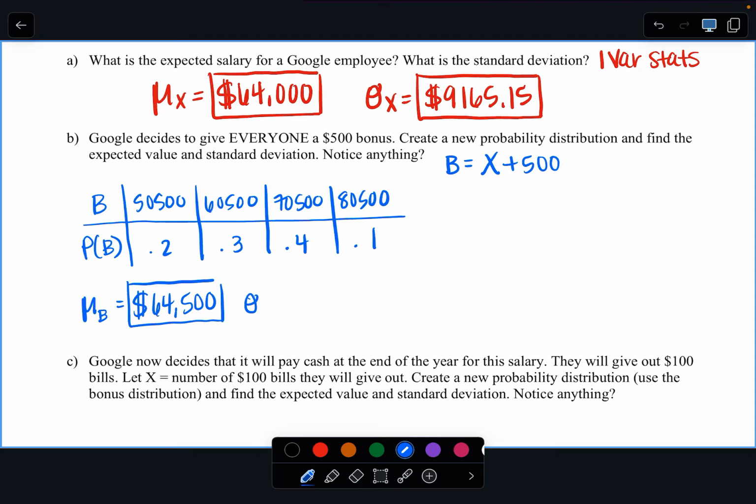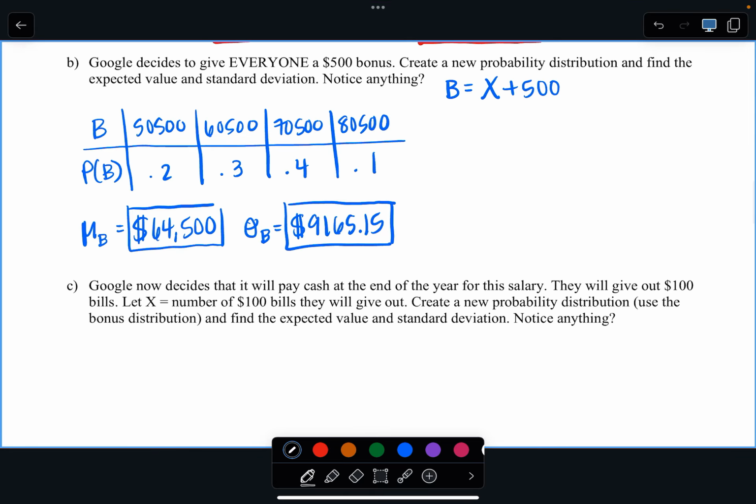Mu of B, sigma B. I got a standard deviation of $9,165.15. So a couple of things to notice here. The mean increased, and hopefully that whole connection of the mean being non-resistant is kind of making sense. So the mean increased by $500, which lines up with the fact that all of the data points increased by $500.